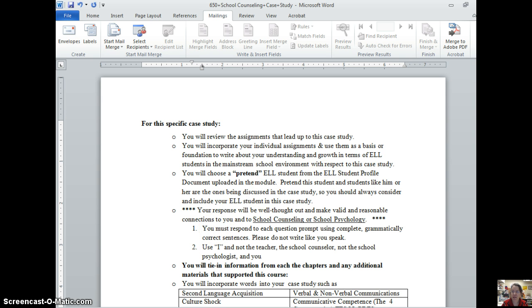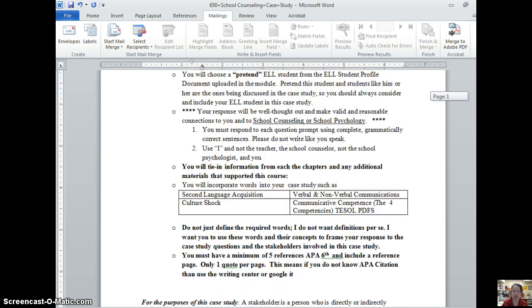You will tie in information from each of the chapters and any additional materials that supported this course. To the best of your ability, you will incorporate the language of working with English language learners, such as second language acquisition, culture shock, verbal and nonverbal communications, communicative competencies. Do not just define the words. I don't want definitions per se.